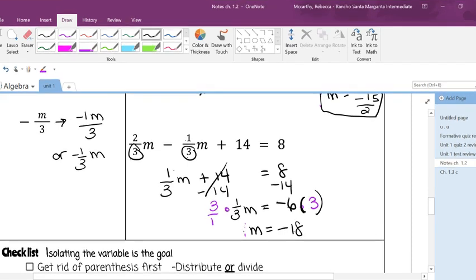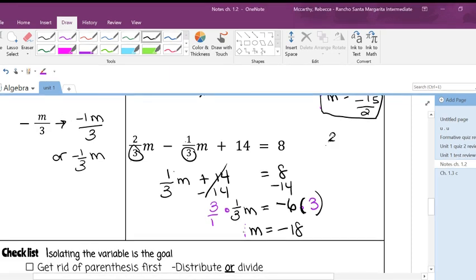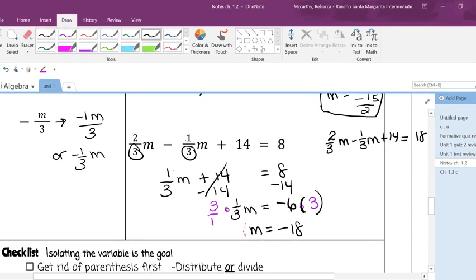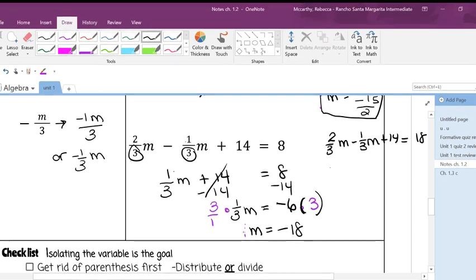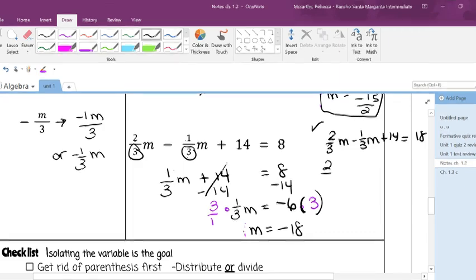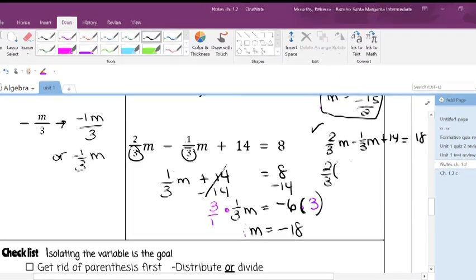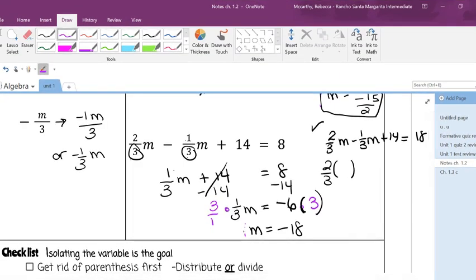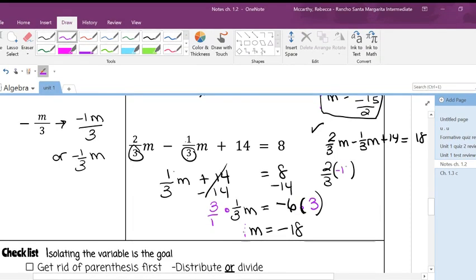Now, I could check my work. If this was a test, you bet I'm going to check it, and I'll show you how I would do that. So I'm going to check my work. I write the original problem in. I know I have fractions, but it goes in evenly, so it's not so bad. So I have 2/3. Here's my check. 2/3. And every time I see an m, I'm going to replace it with the answer I got.